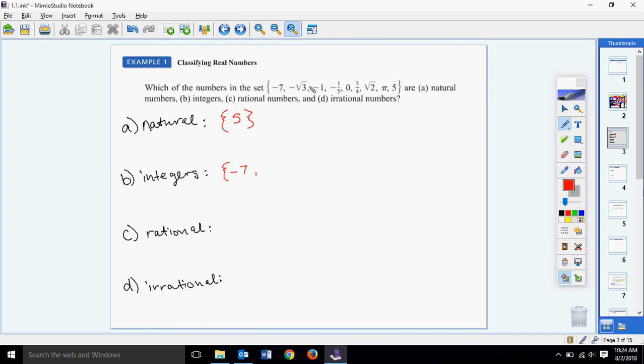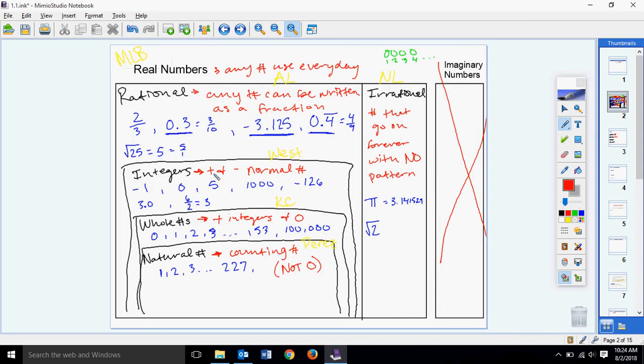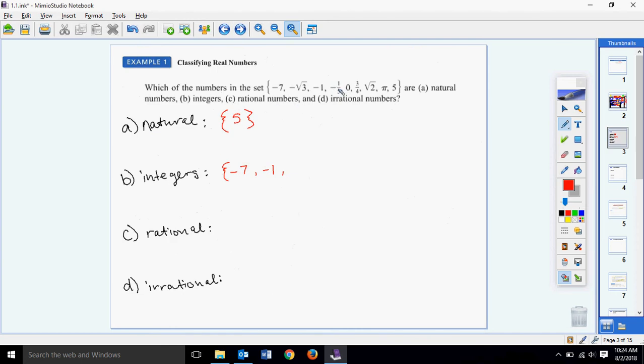Negative square root of 3. If I typed that in my calculator, square root of 3, I'd get a funky decimal, so that wouldn't be an integer. Then I have a -1, and I have -1/5. Can an integer be a fraction? So I go back and look at some of my examples. Well, it can be a fraction as long as that fraction reduces to a normal looking number. But 1/5 wouldn't reduce at all.